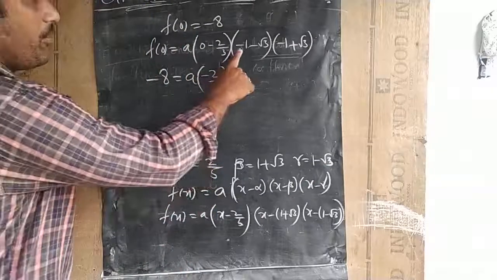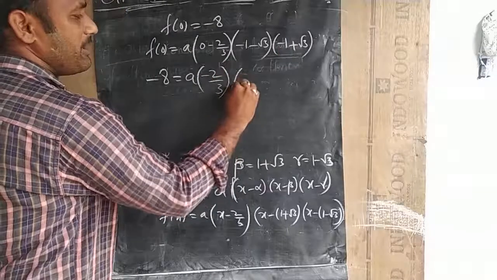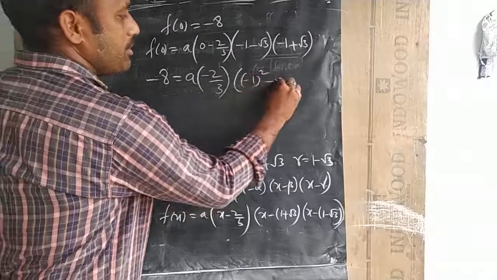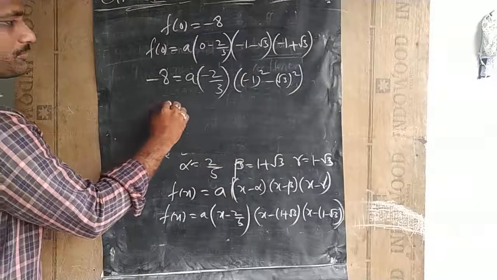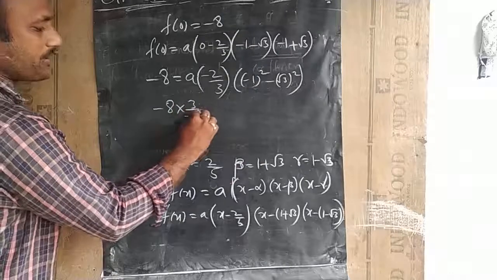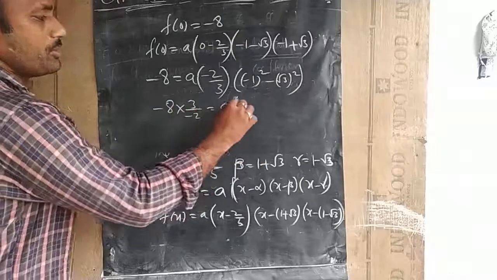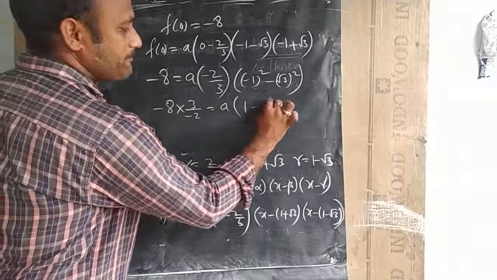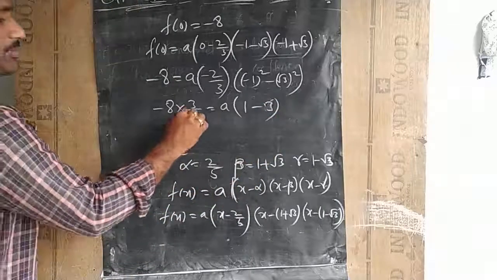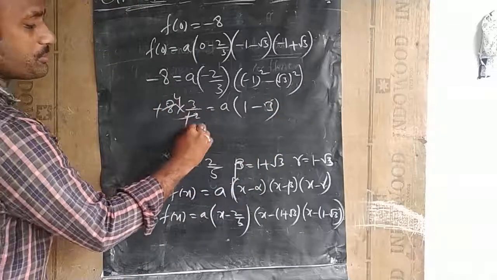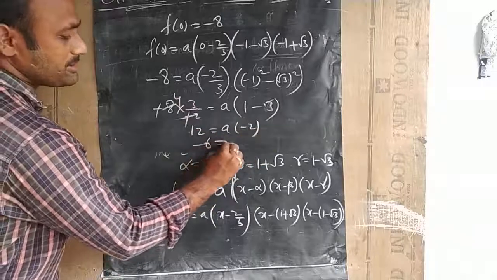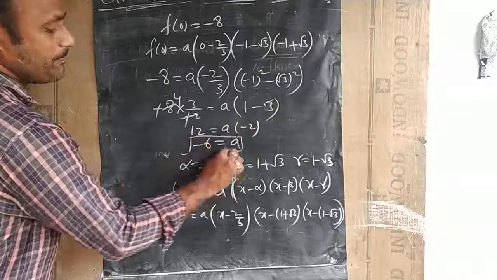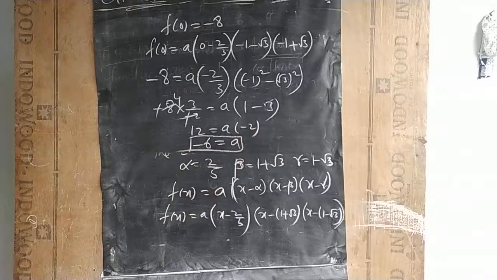These two are in the form of a minus b into a plus b. We can write it as a square minus b square. So minus 8 into 5 by minus 2 is equal to a into 1 minus 3. So minus minus gets cancelled, 2 fours are 8, 4 fives are 20. 20 is equal to a into minus 2. A value will be minus 10. A value we got it as minus 10. So that minus 10 we will substitute in it.